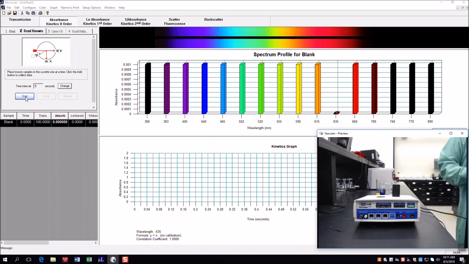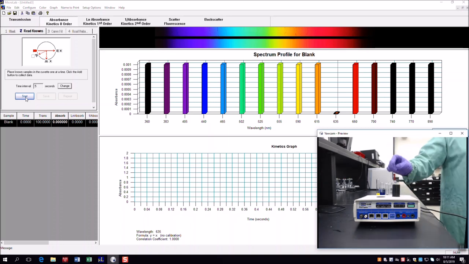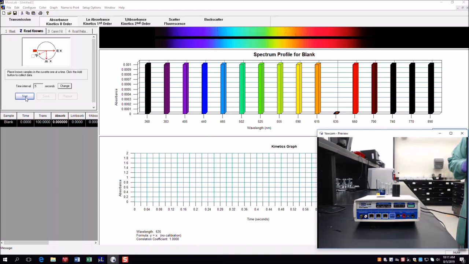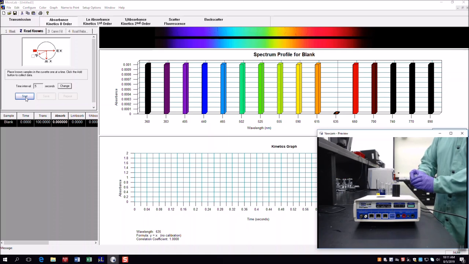You'll have the advantage when you're in lab of having a lab partner. So while you're doing this, when you pour your dye in, shake it and put it into your spectrophotometer, your lab partner can immediately click start, which is a little easier than doing it yourself. But I'm going to go ahead and give it a try. So I'm going to add my food coloring, put the cap on, shake it, put it in, and hit start.